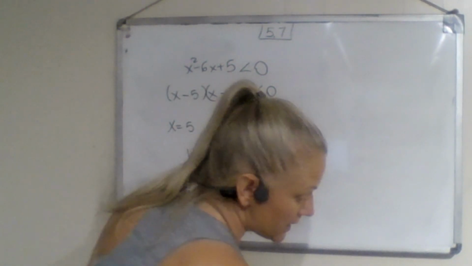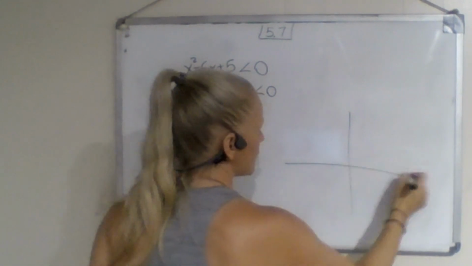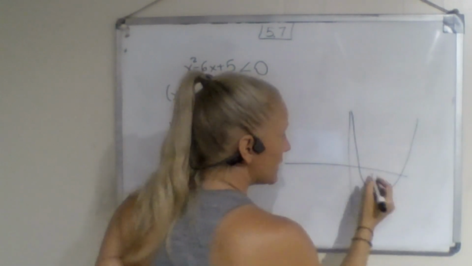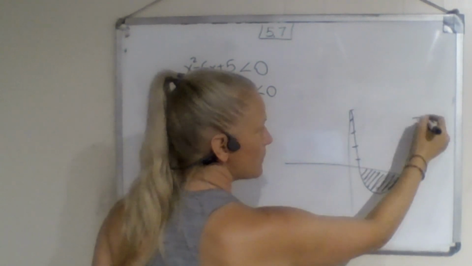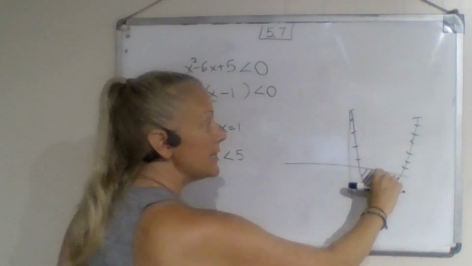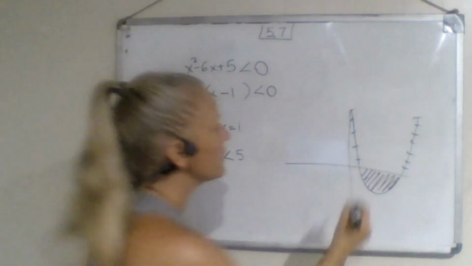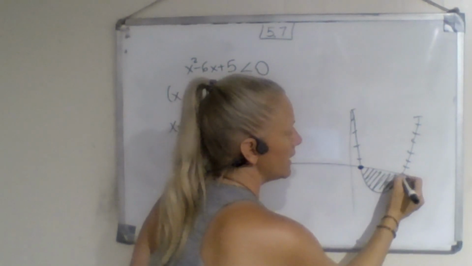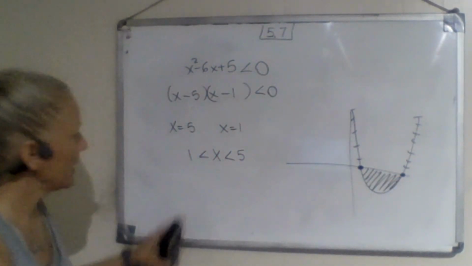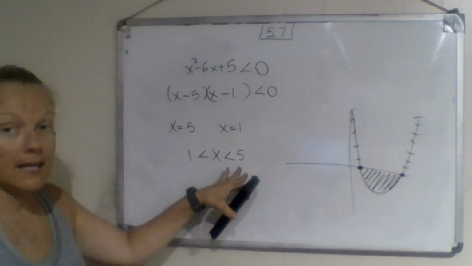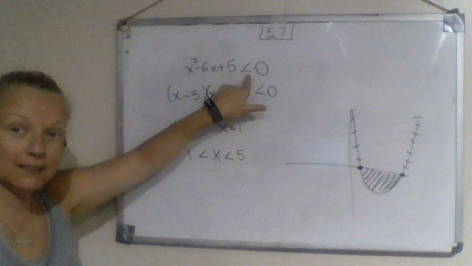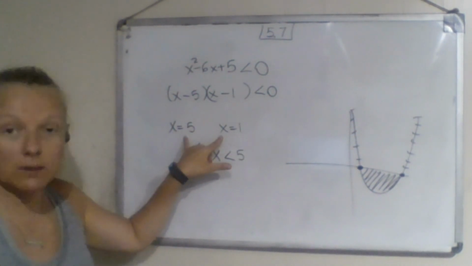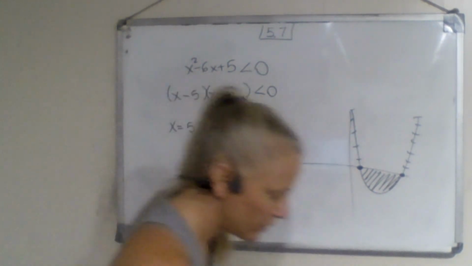We did this in class and I explained this to you in class also. Here's why. Everything on top of here is positive, right? X and y are positive. This is where the negative values are, so it's in between 1 and 5. It can be greater than 1, less than 5. Why did we not put equal? Because this has to be less than 0. At 1 and 5, they equal 0. Okay? That's how you find your solutions.